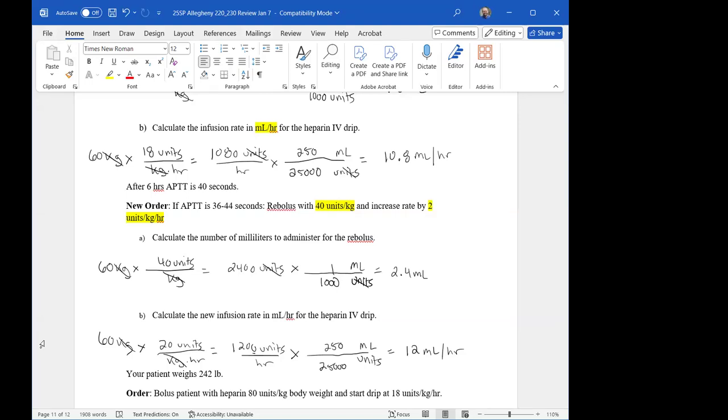So what I've recommended over the years or semesters of teaching this is to practice using different patient weights. You can use your weight, you can use a friend's weight, parent's weight, significant other's weight, just use someone else's weight.